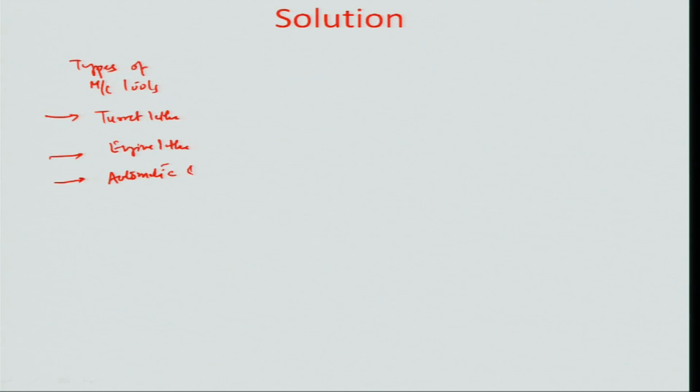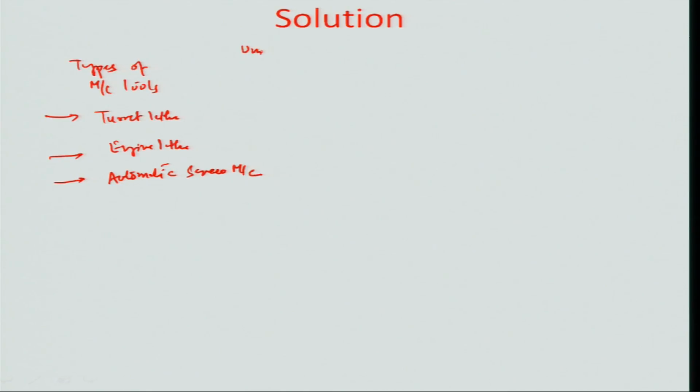And if we just try to summarize for all the three systems, we have a summary table here. Let me just write it down. So you have type of machine tools, and there are three types of machine tools that we are trying to consider for this process selection decision. One is a turret lathe, another is engine lathe, and the third is an automatic screw machine.